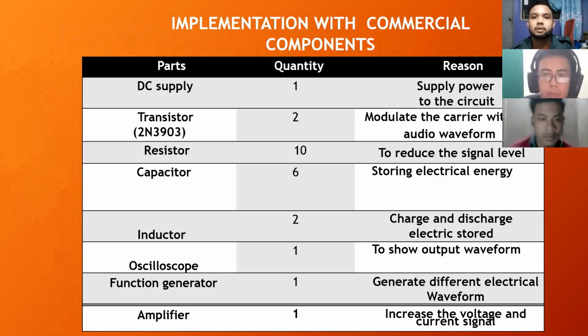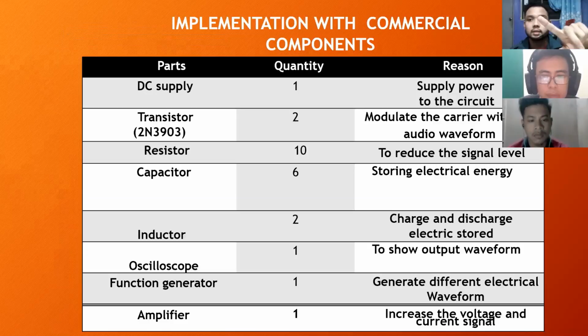These are the components that we use: the DC supplies, one transistor 2N3900, resistor, tank, capacitor, inductor, oscilloscope, and function generator. So all the listed components have been used in our circuit and modulation circuit. Next, Imran.